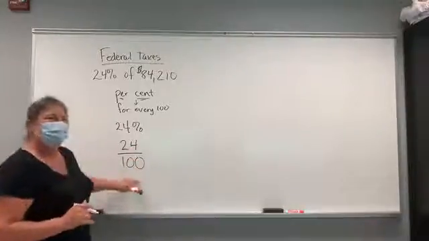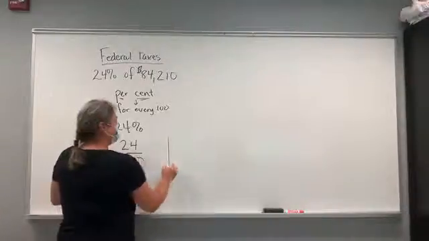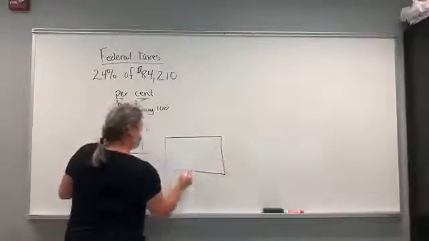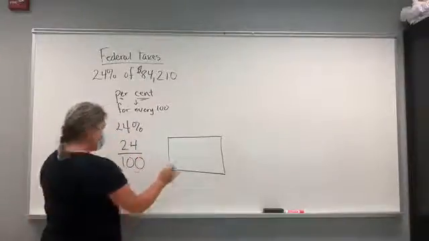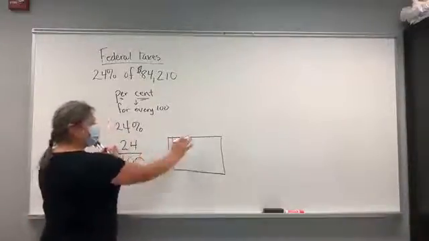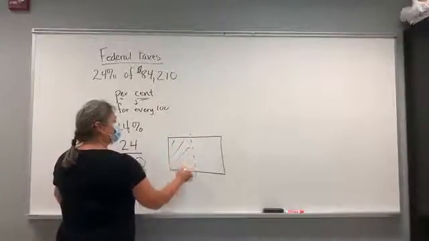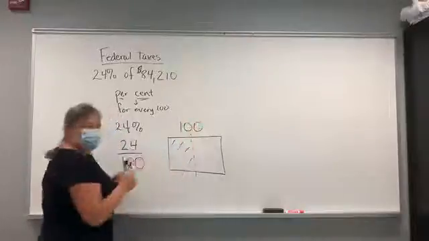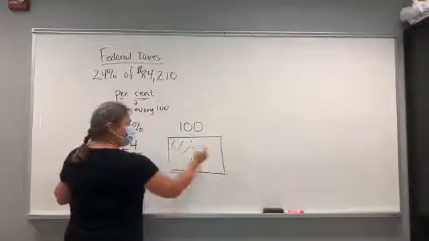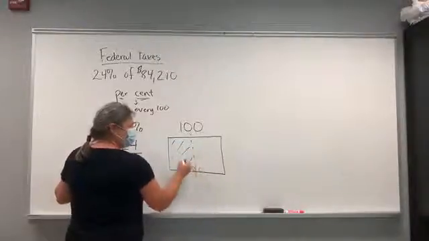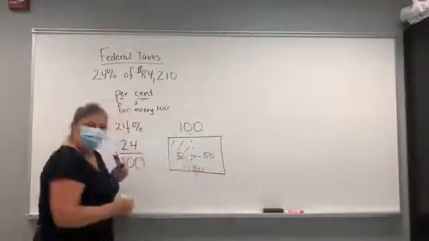That's just kind of an abstract thing right there too. So what does that mean? What does 24 out of 100 mean? So if we have this rectangle, and we say that that's everything of whatever the thing is that we're talking about, we want 24 out of that 100. If the whole thing is 100, and we split it into two equal parts, that means this one is 50, and that one's 50.